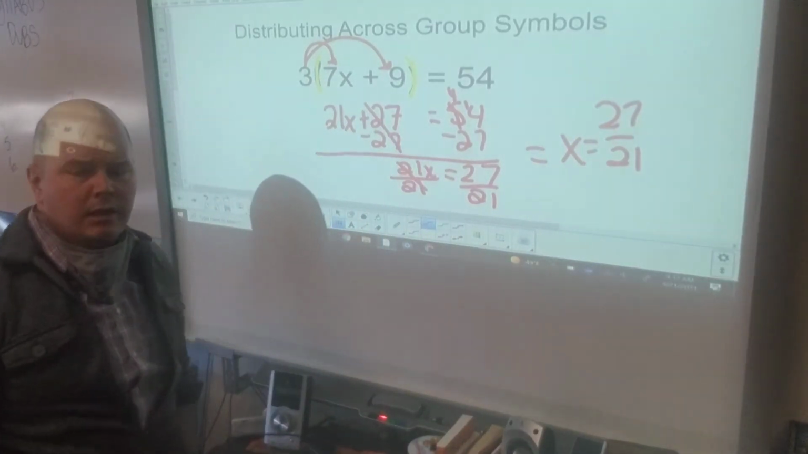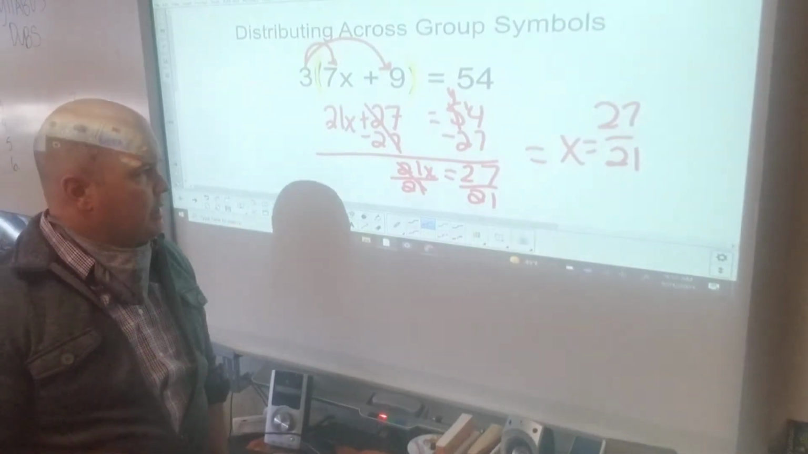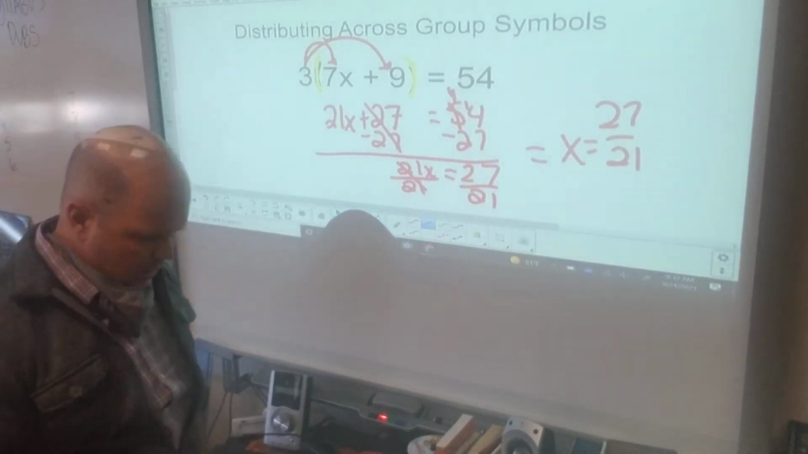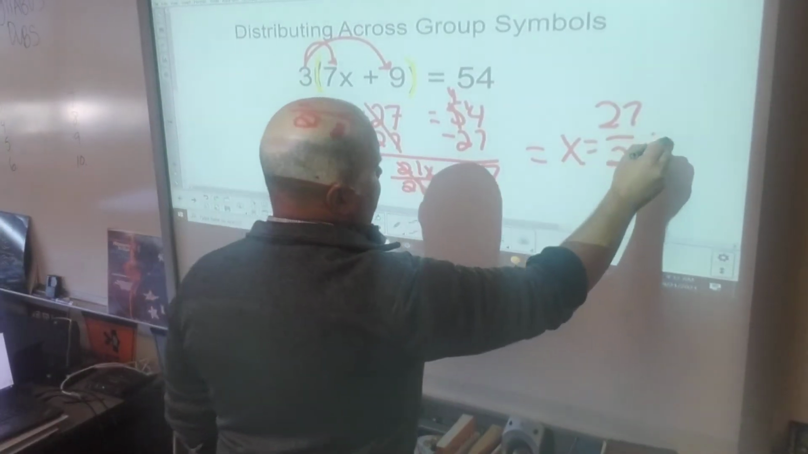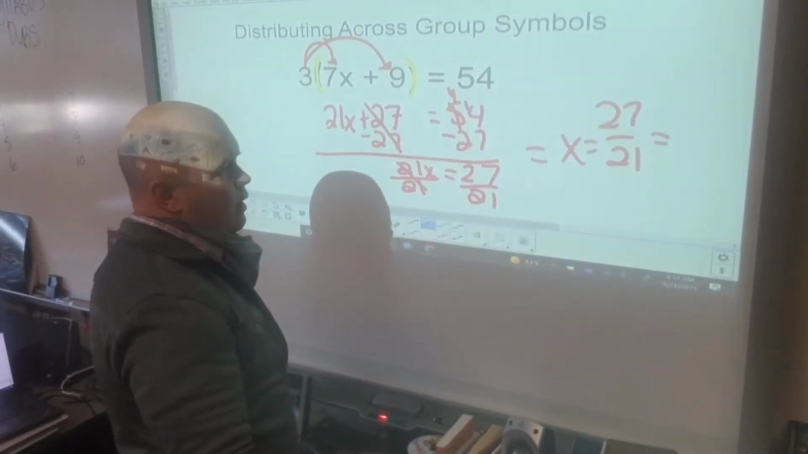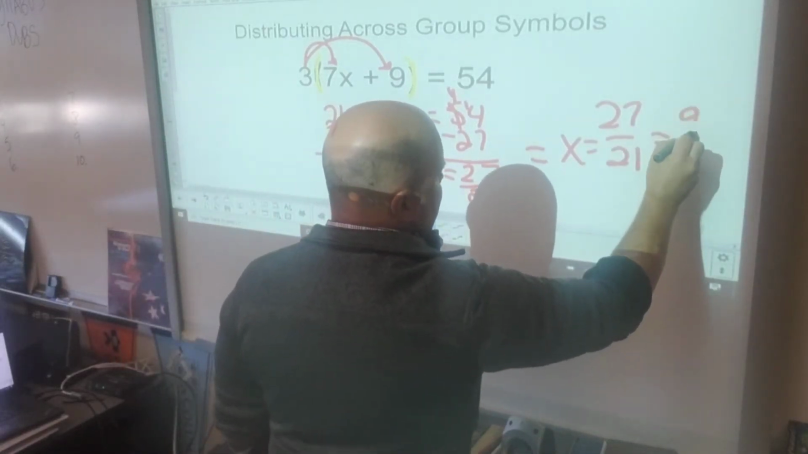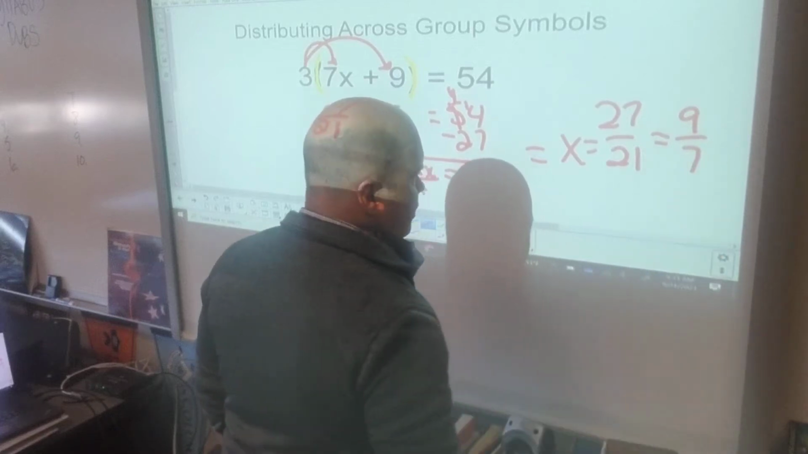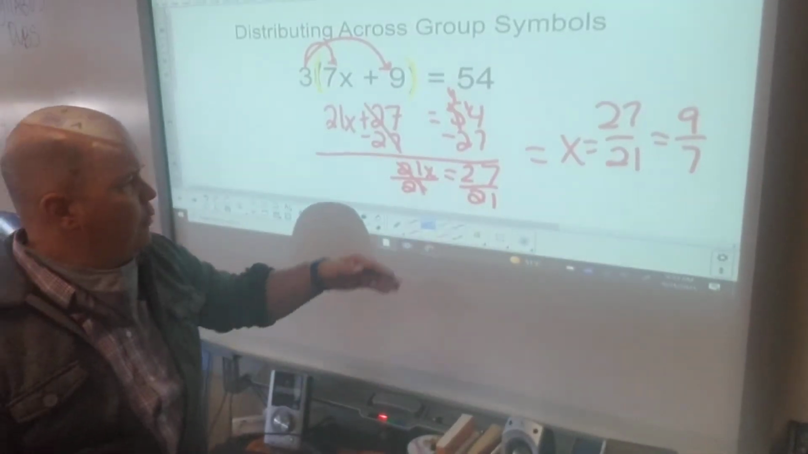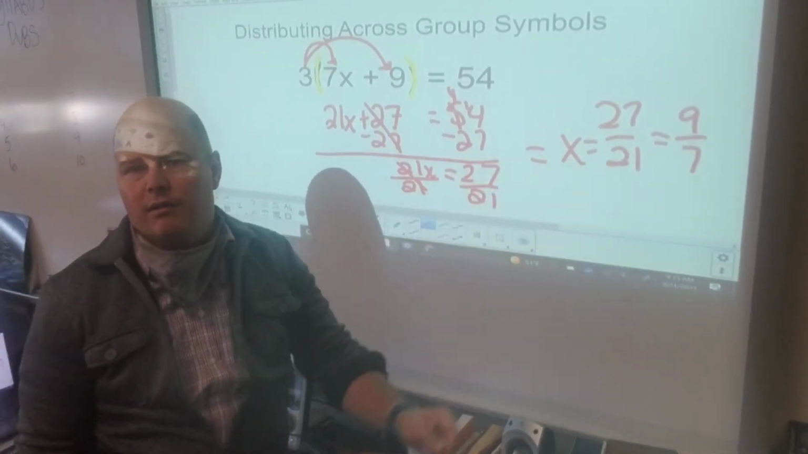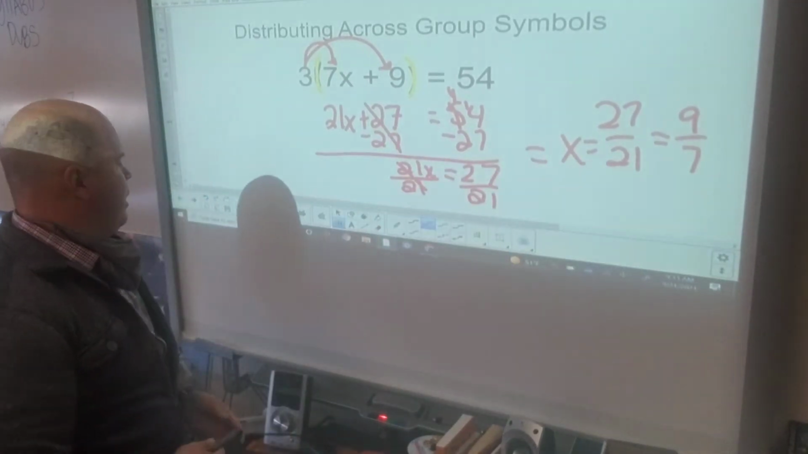Now, I highly recommend you leave it just as that fraction. There's no need to convert it out. However, if you wanted to simplify it to really impress me, you could simplify it because both of these are divisible by 3, and you would get it simplified down to 9 over 7. But again, not required. What I really care about is seeing that I need to isolate it by dividing everything by 21.